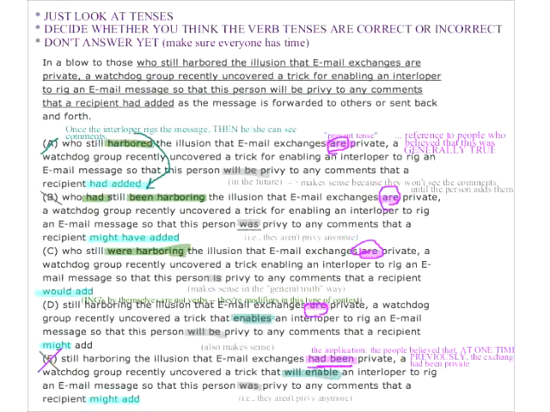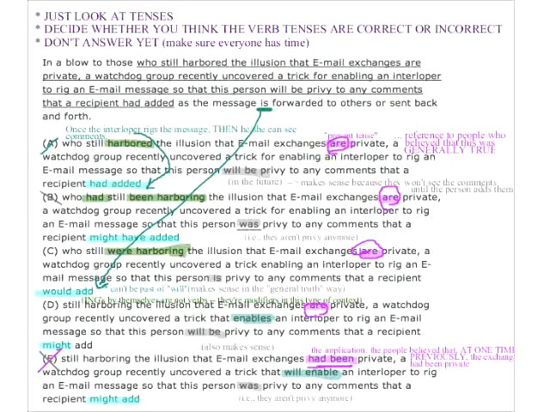The problem is that this is as the message is forwarded. So if you discover that that is there, then this can't be the past tense of will. Because if this were the past tense of will, it would have to be as the message was forwarded. As the message was forwarded, they would add the comments. But if it's as the message is forwarded, you would have to say will add, or might add.